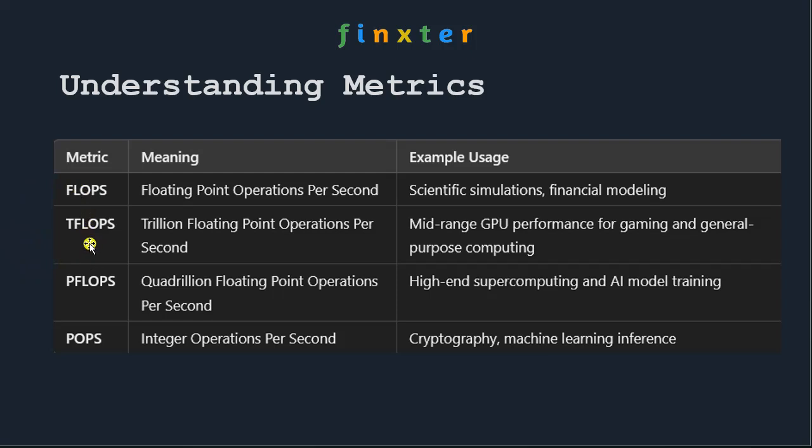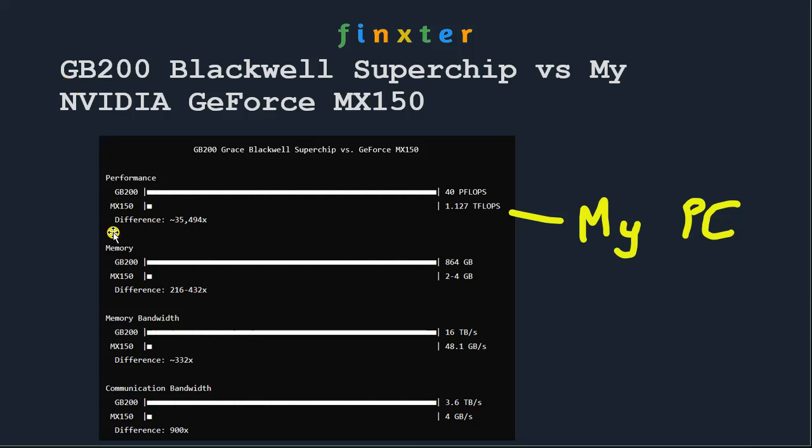Actually, I missed something. Because 1 teraflop is 1 trillion, and 1 trillion is like 1,000 billion floating point operations per second. A petaflop is a quadrillion. So these are huge numbers of operations. You can see the GB200 superchip, one chip, has like 40 petaflops of AI floating point operations per second. And if you compared integer operations per second, it would be even higher.